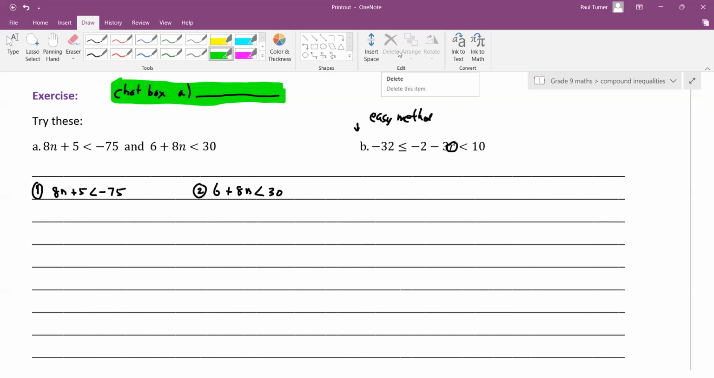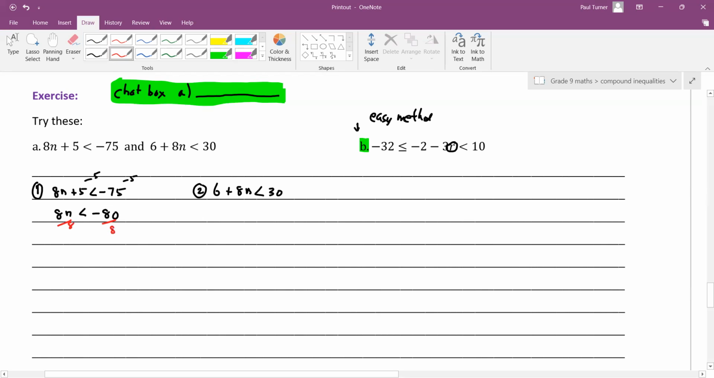So if you finish, go to question B. You can just get ahead of me, but don't put the answer in yet. All right, you can work on the questions, but don't put anything in the chat box yet because it gets confusing. So I'll do this first one here, and you can check you're getting it right. So we've got 8n plus 5. So we're going to take away 5 from both sides. So 8n will be less than negative 75 minus 5, negative 80. All right, and now we need to divide by 8.